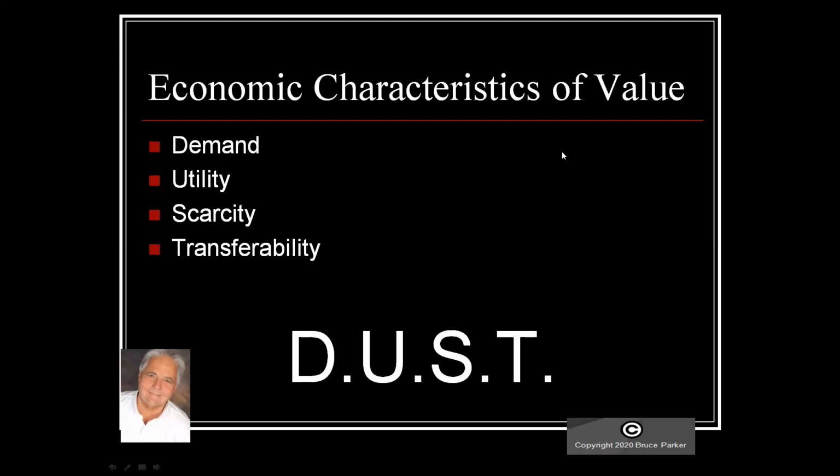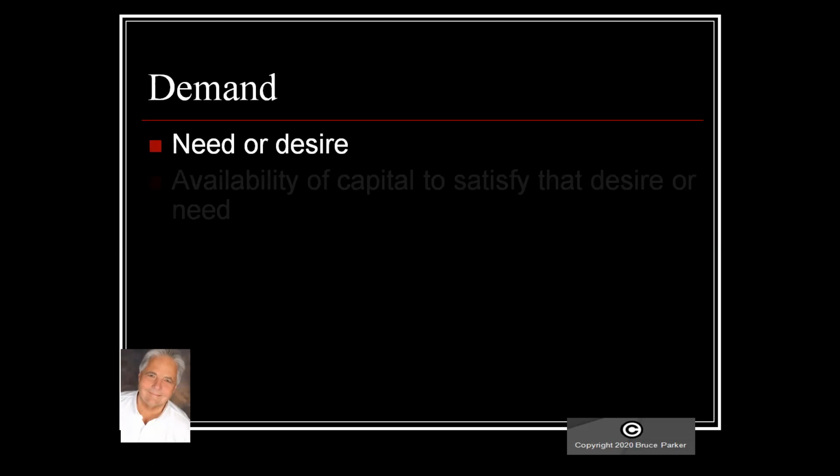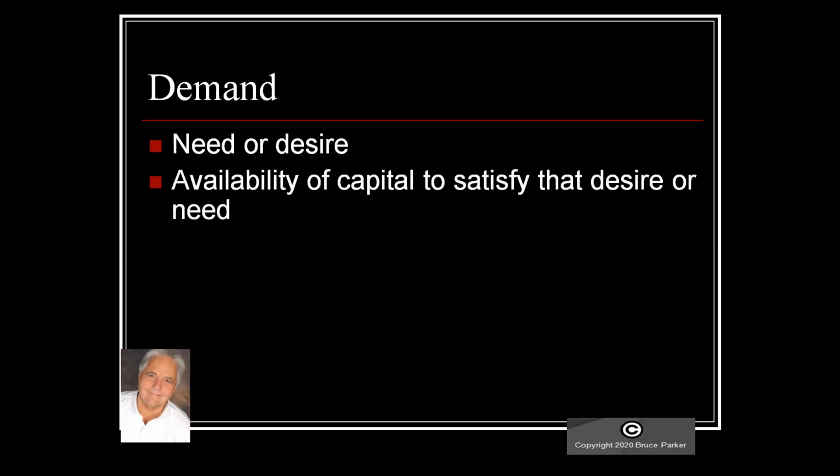And since we have a multiple choice question, you can count on the fact that you will probably see this in a multiple choice question. So the economic characteristics of value are demand, utility, scarcity, and transferability. What are they? Demand is the need or desire to have a good or a service, but it's also got a secondary component. And that secondary component is the availability of capital to satisfy that desire or need.